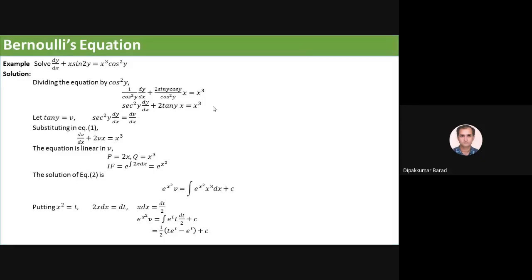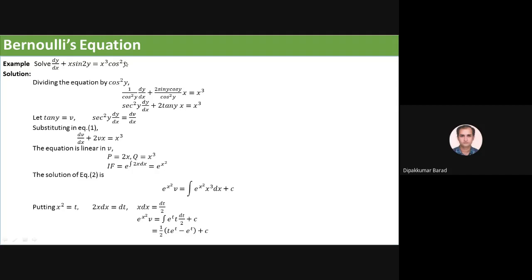So here we have functions type 2, it means f dash y dy by dx plus f of y into p is equal to q. Okay, f of y into p is equal to q, and p and q are functions of x. But if we observe the equation, dy by dx plus x sin 2y is equal to x cube into cos square y. So here we have functions of x and y both.